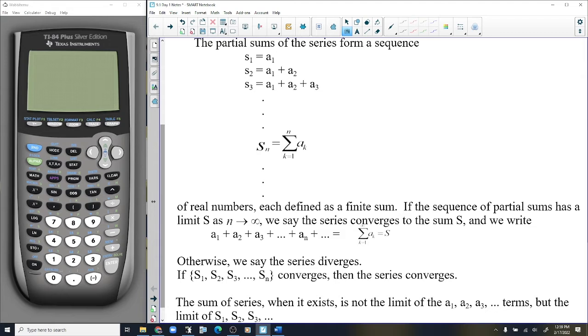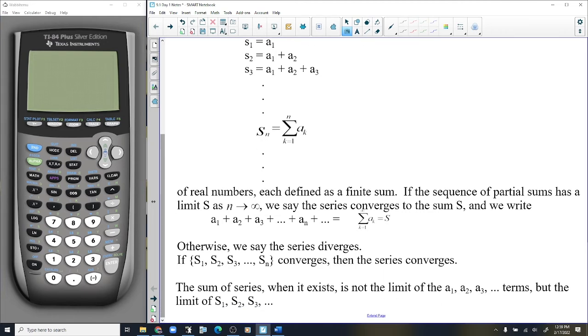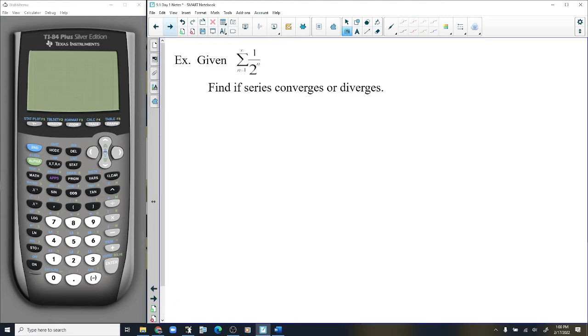The partial sums of the series form a sequence. The first partial sum is just the first term. The second partial sum is the first two terms added together, and that's a sequence of real numbers, each defined as a finite sum. If the sequence of partial sums has a limit, we say the series converges to that sum. So if the infinite series is adding up, getting closer and closer to 3, we say it's converging to 3. Otherwise, we say the series diverges. In other words, it's shooting off to infinity. The sum of a series, when it exists, is not the limit of the terms, but the limit of the partial sums. All right, now that's probably clear as mud.